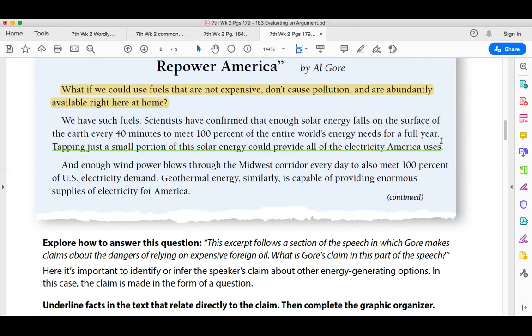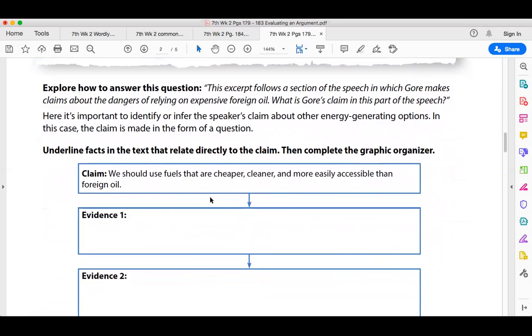Then my next evidence would be here. It's going to meet 100%. And I hit the T and it underlines it. So now I've got my two claims. So when I go down here, my evidence number 1, and I don't have a caption, so if I click this picture right here, I can type in my claim.